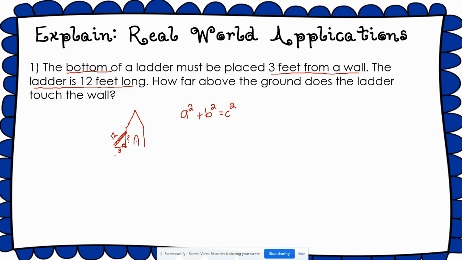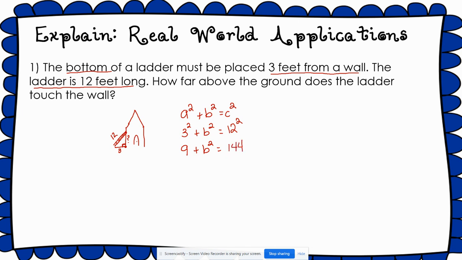Our other leg has a measurement of 3, and our hypotenuse has a measurement of 12. So we're going to plug that into our formula, and we're going to use 3 for A. We don't know our other leg, so we're leaving B. And we know that our hypotenuse is 12, so we're going to plug that in for C. Then we just solve. So 3 to the second power is 9, plus B to the second power, equals 12 to the second power, which is 144.